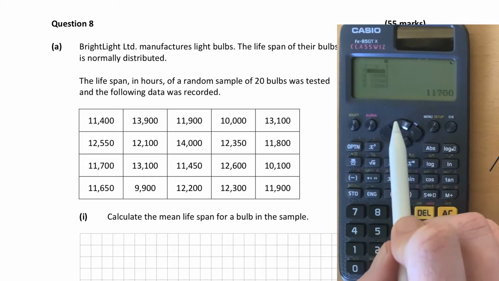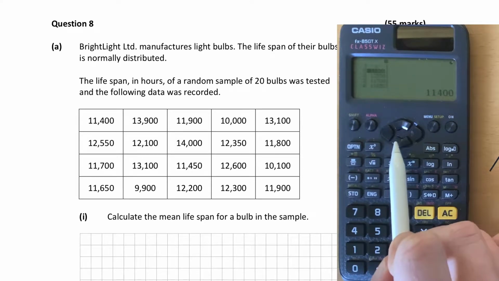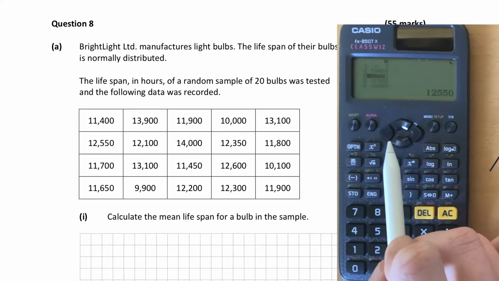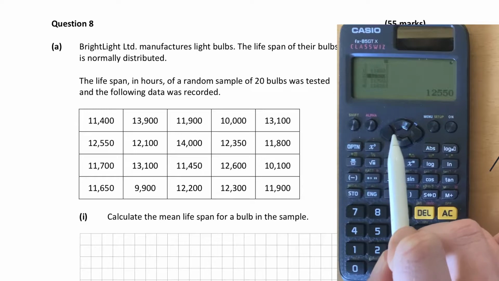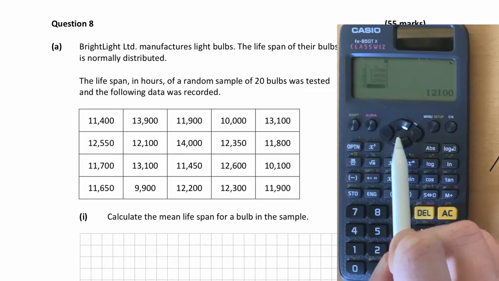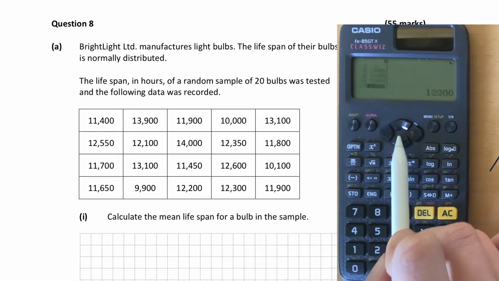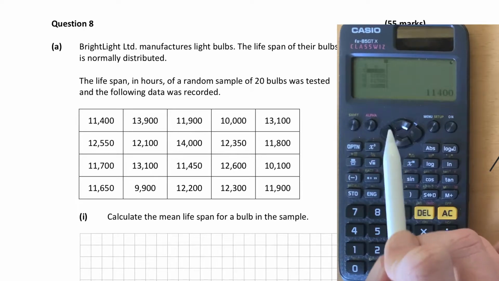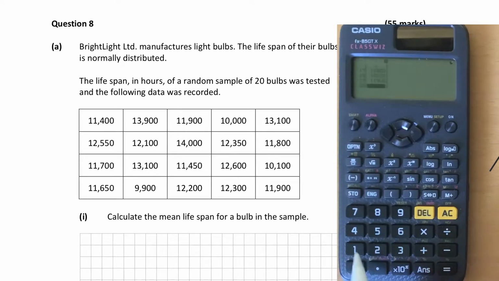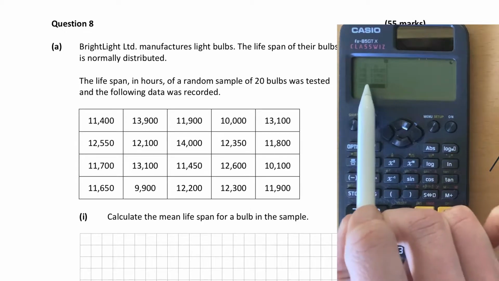So the very first one, 11,400. Then the second one, 12,550, 11,700, 11,650. Then 13,900, yeah, 12,100, 13,100. Okay, so I was missing the 13,100, so I put that down at the end, right? 13,100 equals. So you can see now we have our 20 pieces of information put in.